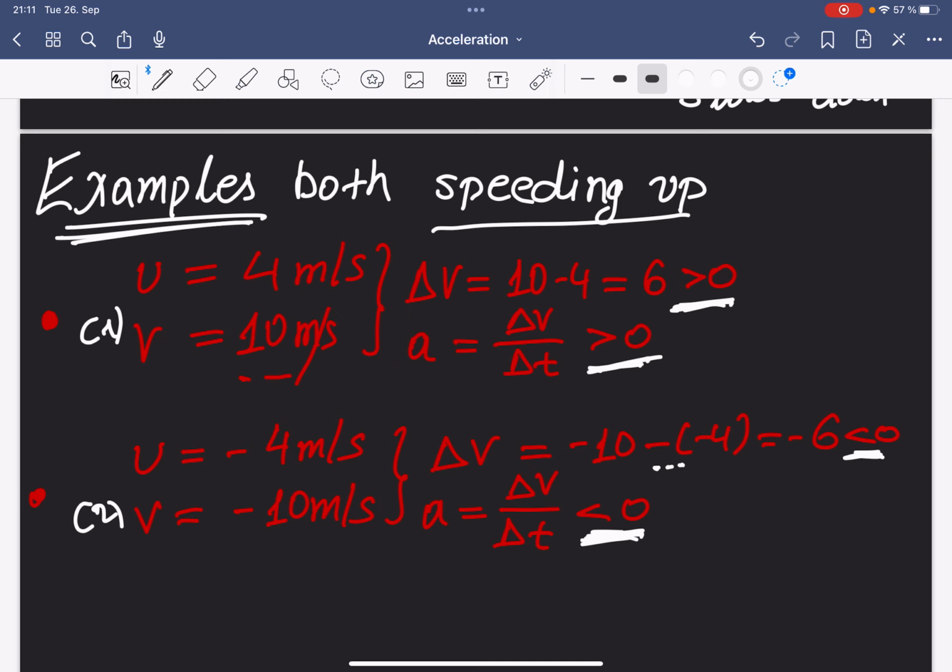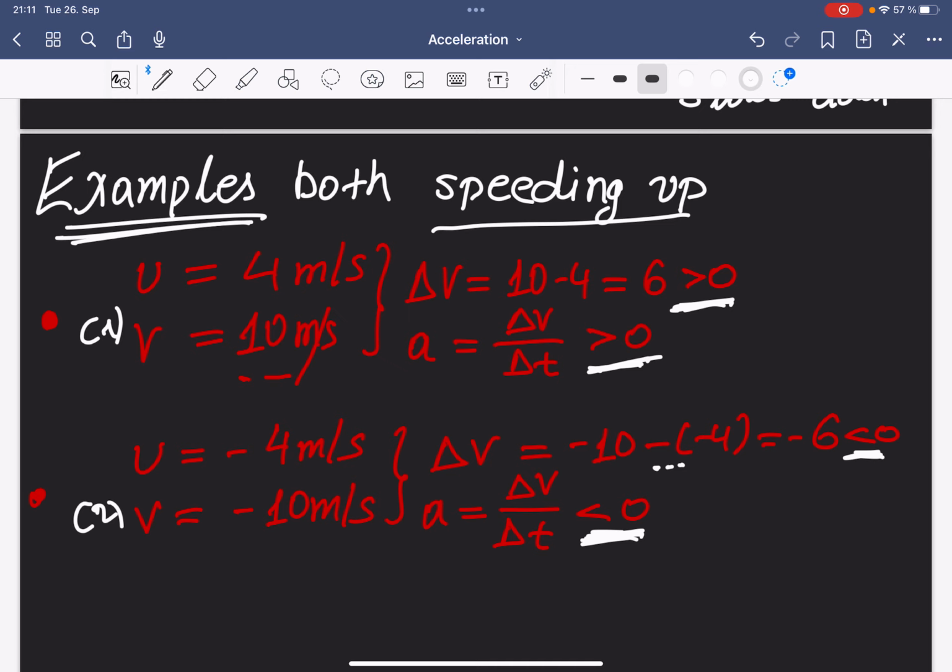Acceleration is the ratio of delta V over delta t, and since delta V is positive and delta t cannot be negative, acceleration will also be positive. So positive acceleration, and we see that the object is indeed speeding up. Positive acceleration, positive velocity, the object is speeding up.